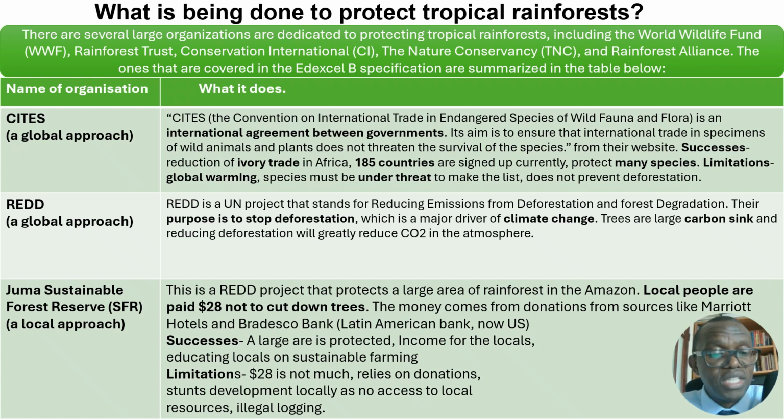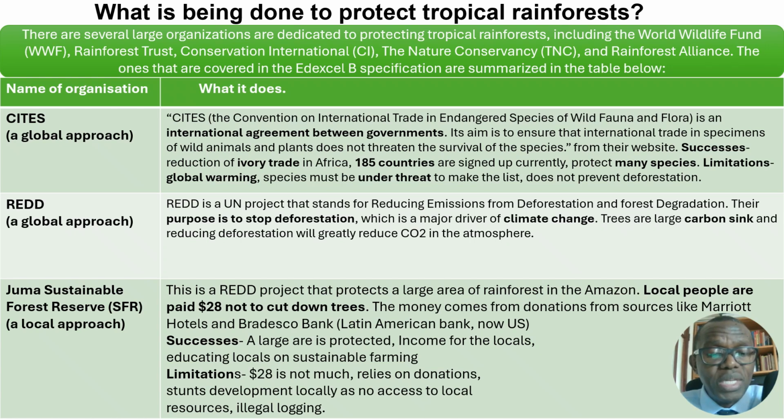And they have had several successes. One is that a large area of the Amazon forest is protected. And also, this particular project is generating income for the locals, and is also educating those locals on sustainable farming. Now, if they're educated on sustainable farming, obviously, their farming practices will ensure that they are not harming the rainforest in the Amazon.